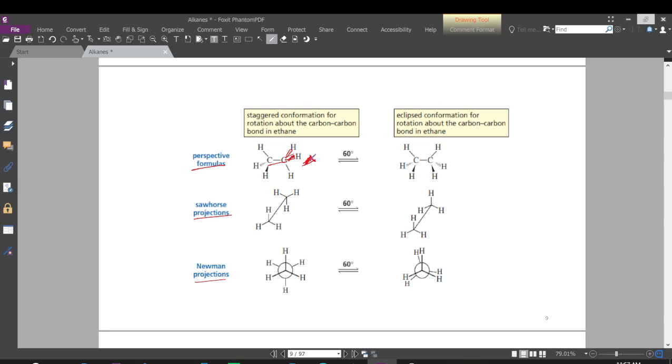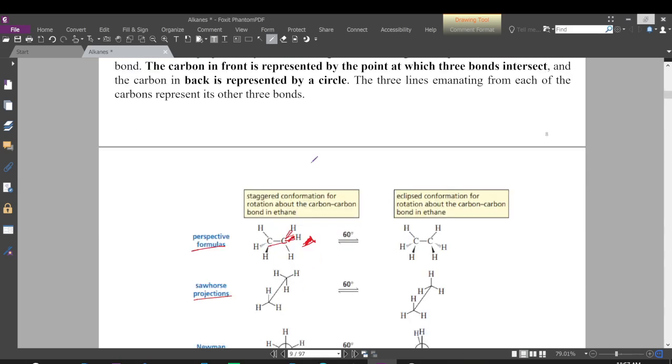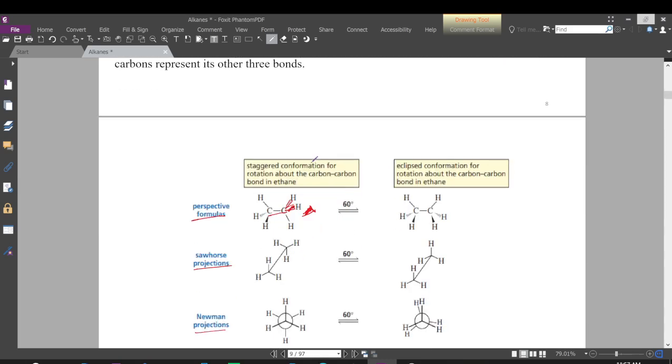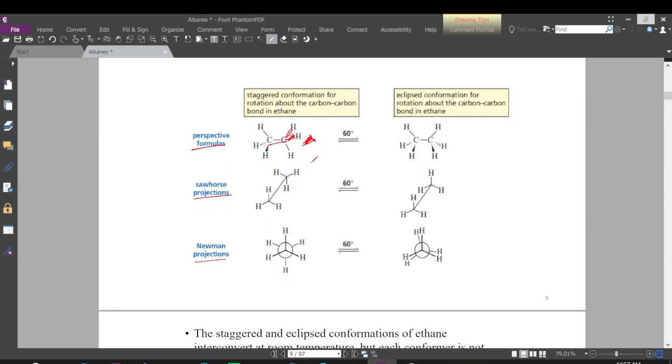So in these perspective formulas, solid lines are used for bonds that lie in the plane of the paper, solid wedges for bonds that come out of the plane of the paper, and hashed wedges for bonds extending behind the paper, that means into the paper. That's why we can represent the three-dimensional structure of alkanes by perspective formulas.